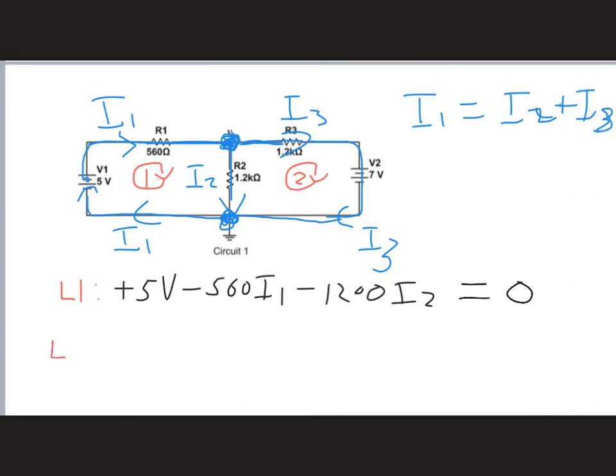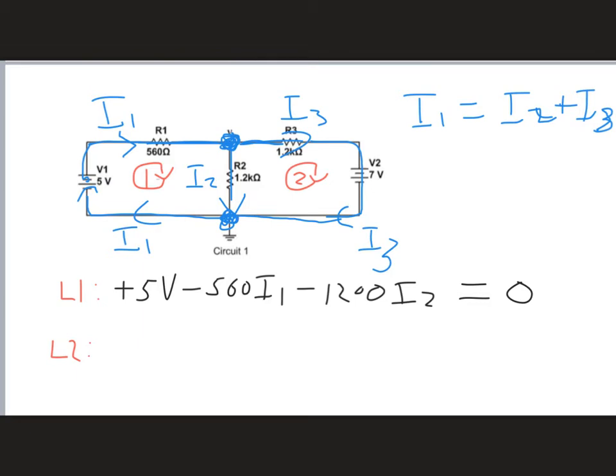Now we can do the same thing for loop 2. As I go through loop 2, I'm going to come out of the 7-volt battery on the negative side of the battery, so I'm going to get a minus 7 volts. I continue through this loop. I'm going up here. The current I2 is going down. My loop is going up through this part of the circuit, and so that means the current and the loop are in opposite directions, and that means that the voltage through that resistor is going to be positive. As I continue my loop, I next go through this resistor, and the current and the loop are now again going in the same direction, and so that one's going to be negative, and then I'm back to the battery so I can set it all equal to 0.